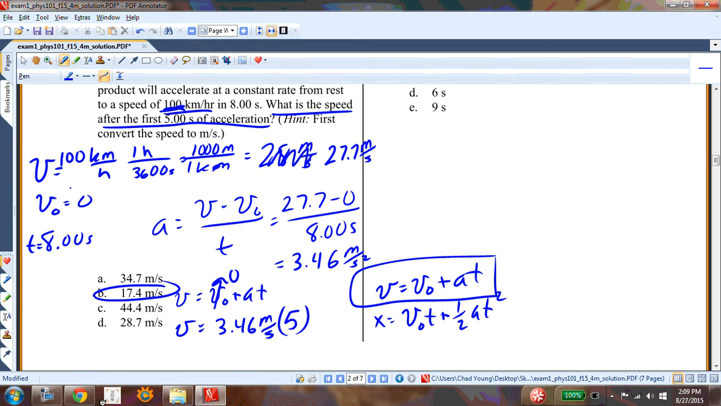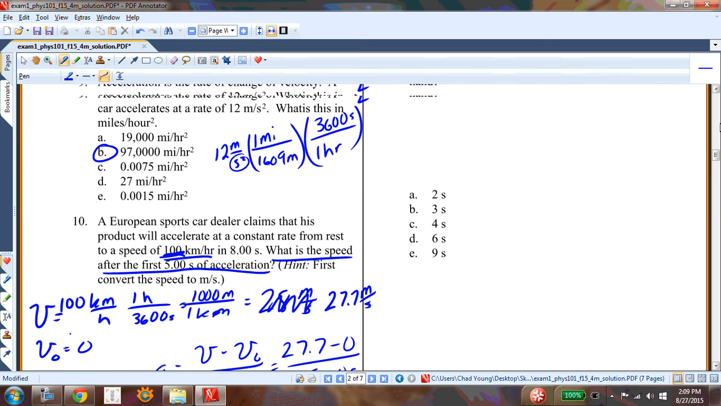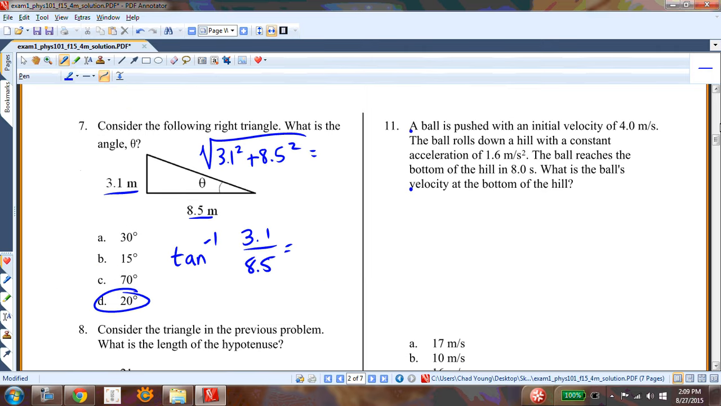All right. That was probably one of the more difficult questions. Number 11, a ball is pushed with an initial velocity of 4 meters per second. The ball rolls down a hill at a constant acceleration. The ball reaches the bottom of the hill in 8 seconds. What is the ball's velocity at the bottom of the hill?